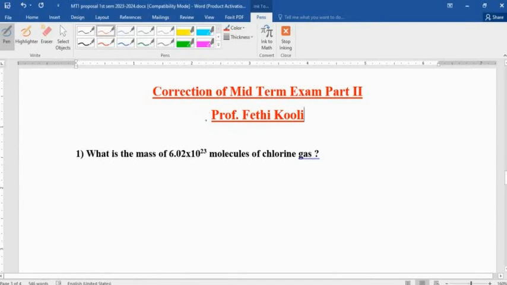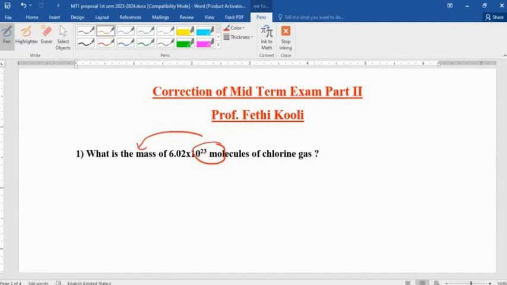Here, the information he gave me is the number of molecules, and he asked me what is the mass of this number of molecules. He gave me the number of molecules and asked me to convert it to mass. So what will I use? I will use the molar mass, which means I need to convert this number of molecules to number of moles. So what is the relation between the number of moles and the number of particles?